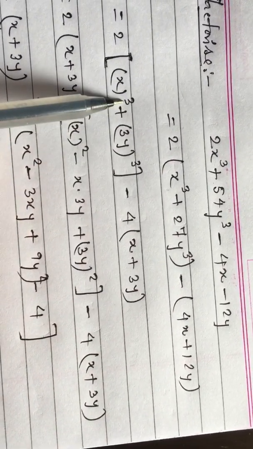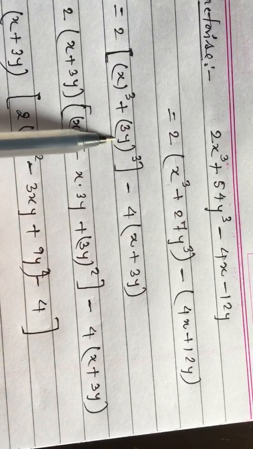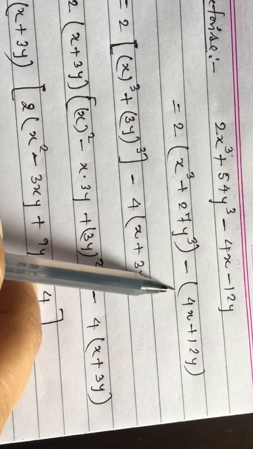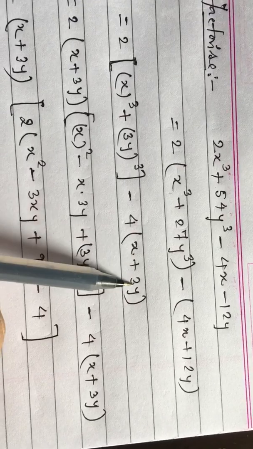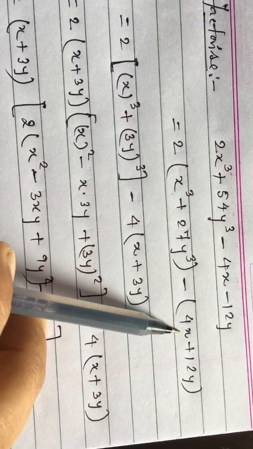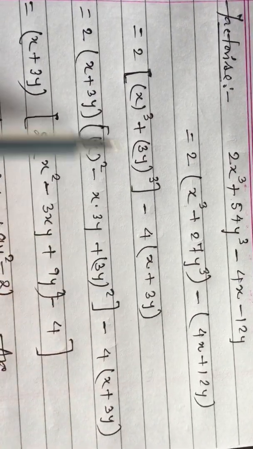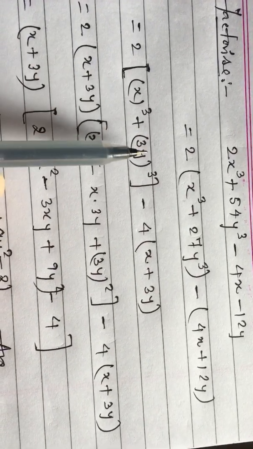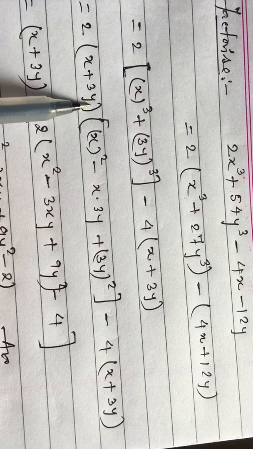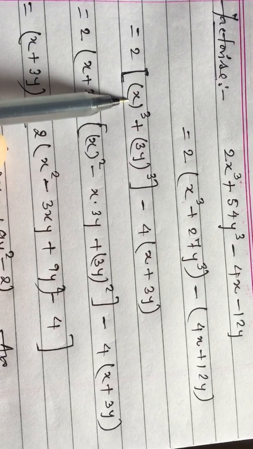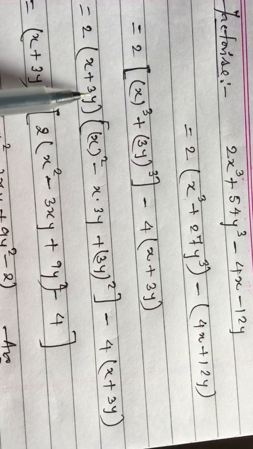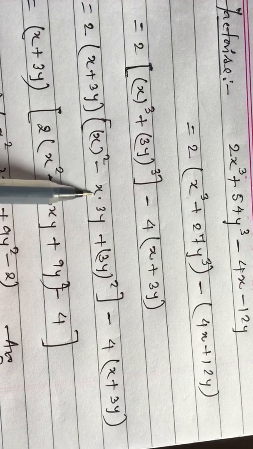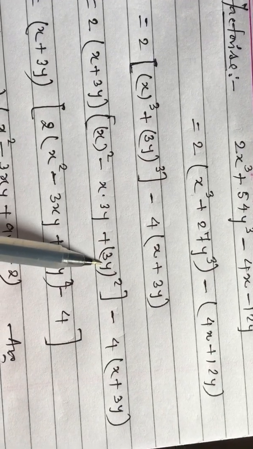It is the perfect cube of x and it is the perfect cube of 3y. Minus 4 is the common term and x plus 3y. 4 is the common, x, 4 times 3 is 12. Now this 2 is written the same. Applying here the formula a cube plus b cube, that is a plus b. You can suppose a is x and b is 3y. A plus b, a square minus a into b plus b square.